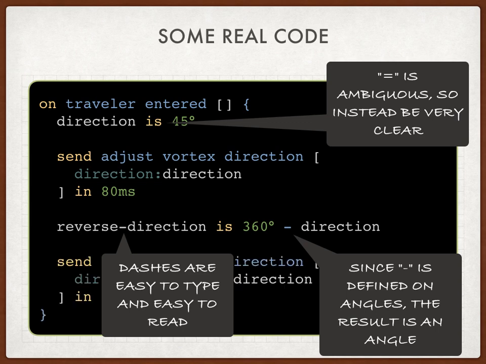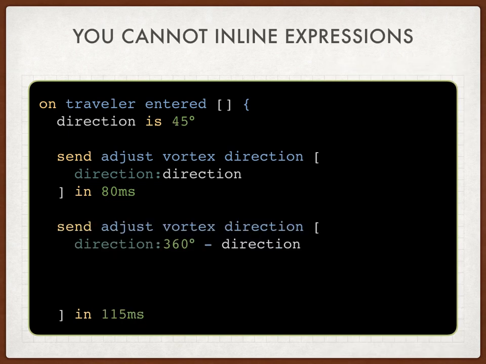Okay, and our final line of code there. So let's talk about some things that aren't allowed. You may be thinking, why do we need this reverse direction variable at all? Why don't we just inline this expression, 360 degrees minus direction? That would be cleaner, right? Cleaner code, fewer lines, isn't that what we all want? Well, this is not allowed.